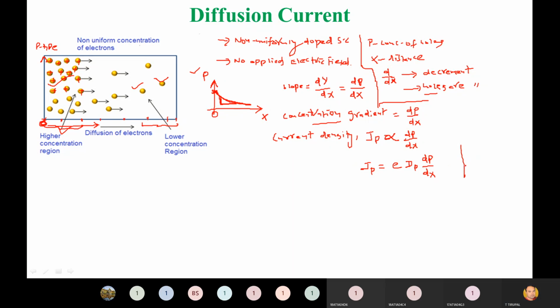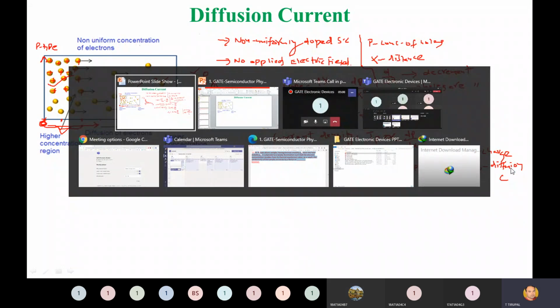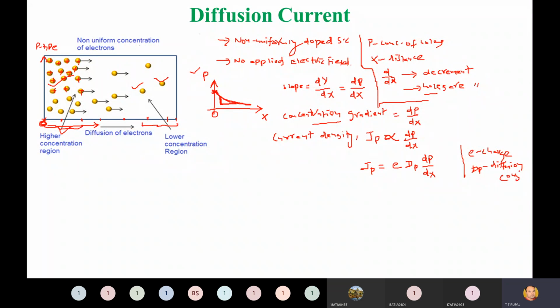Here e is the charge, Dp is the diffusion constant of holes, and dp by dx is the concentration gradient. Now, concentration gradient dp by dx is always a decrement function. So it always decays, and decaying means it is given by a negative sign.